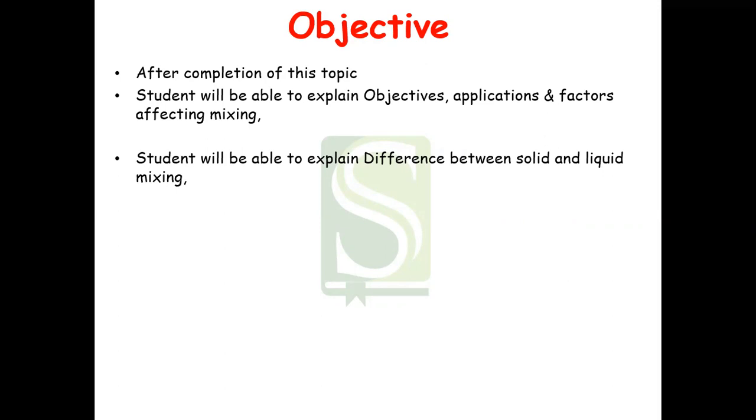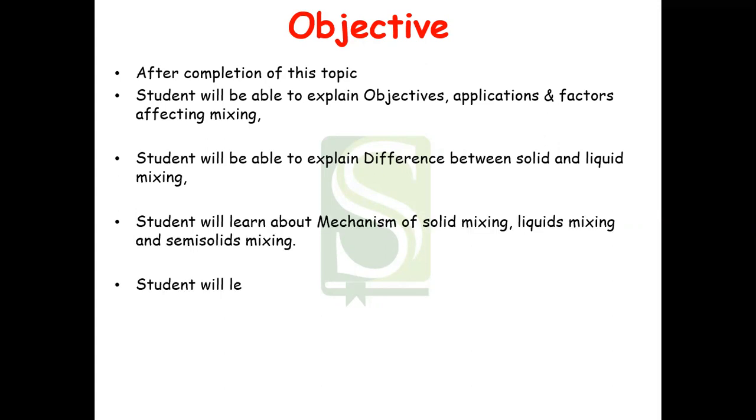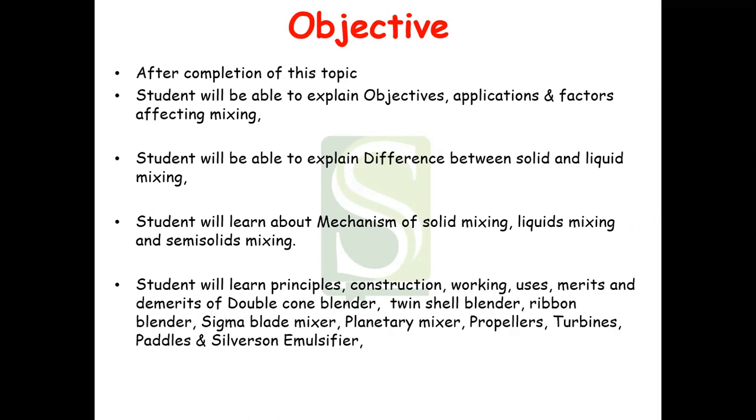Students will be able to explain the difference between solid and liquid mixing. Also, they will learn about the mechanism of solid mixing, liquid mixing, and semi-solid mixing, and they will learn the construction, working principle, uses, merits and demerits of double cone blender, twin shell blender, ribbon blender, sigma blender, planetary mixer, propellers, turbines, paddles, and sliders and emulsifier.